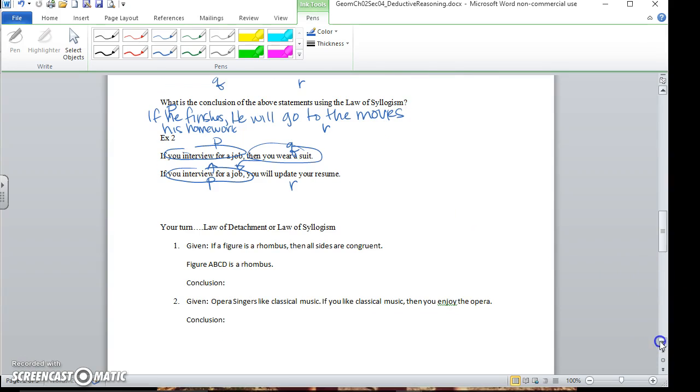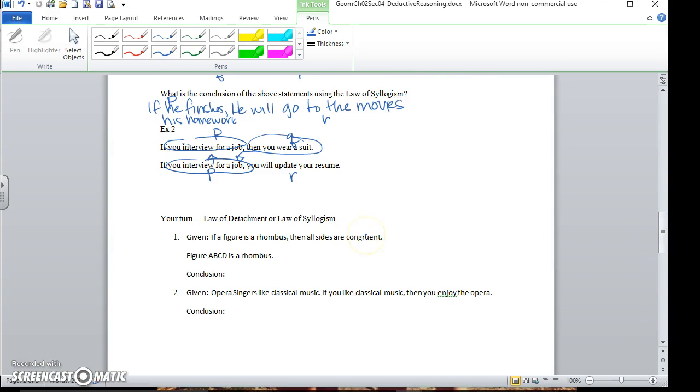All right, so now it's your turn. Law of detachment or law of syllogism, you decide. So you can pause the video and try these out, and then we'll come back. All right, so the first one, if a figure is a rhombus, then all sides are congruent. Figure ABCD is a rhombus.